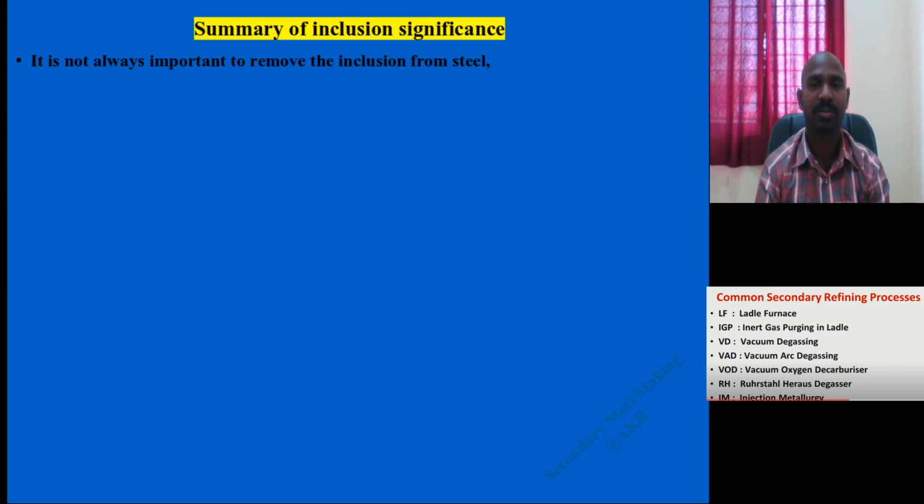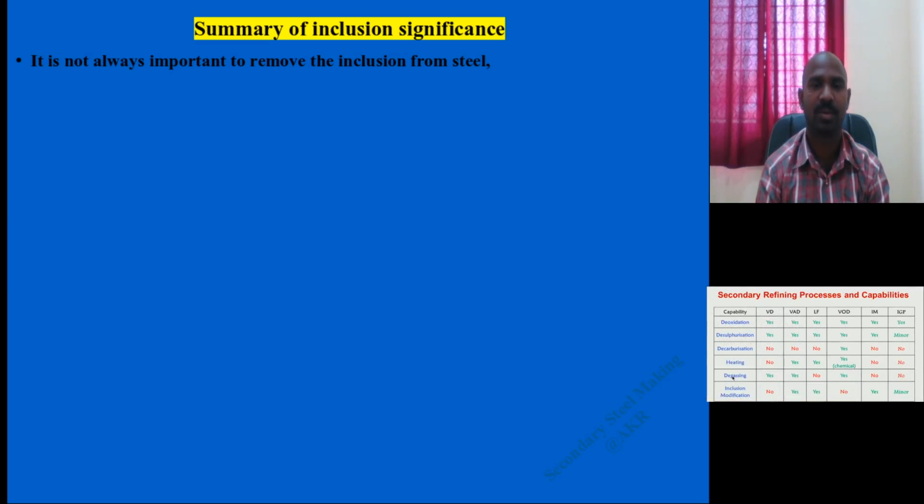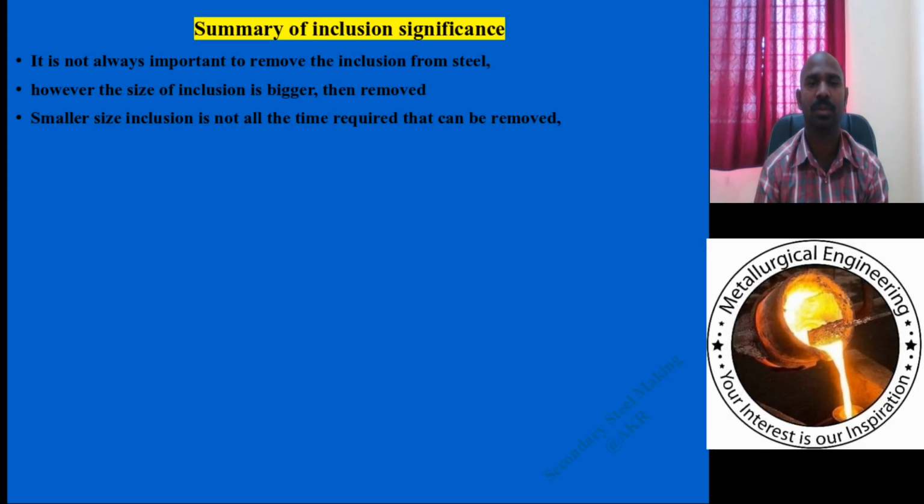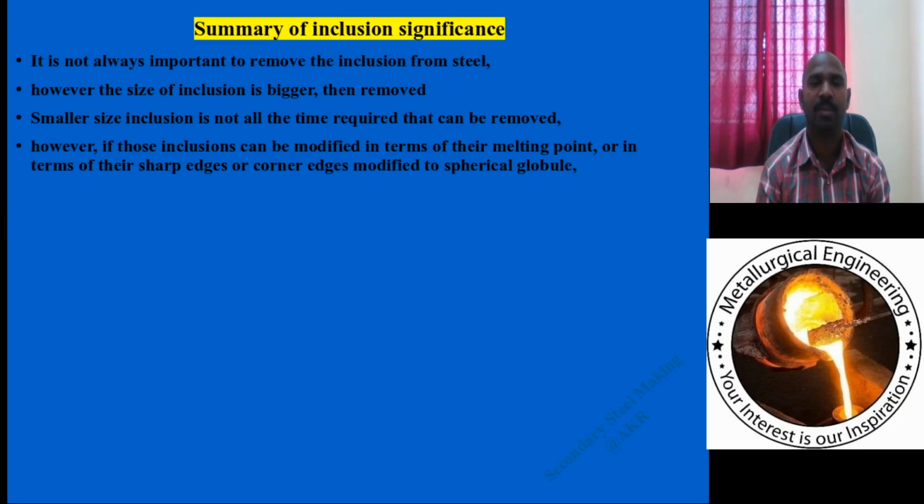It may or may not be important to remove the inclusions completely from the steel. However, if the size of the inclusion is bigger, then it needs to be removed. And if the size of the inclusion is smaller, it is not required all the time to be removed. Inclusions smaller than 10 micron can be retained, and it may help, in other words, increase the strength of the steel.